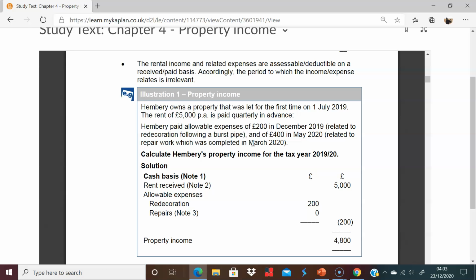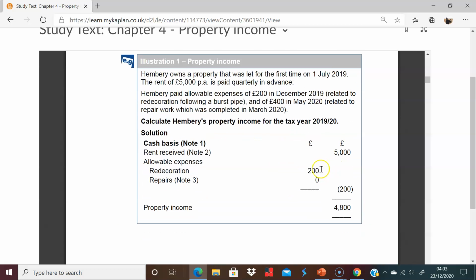And there we are. So it says here that he paid, of course, December, great, and in May 2020 paid 400. But this 400 is May. Our financial year for individuals ends on the 5th of April 2020. So that's when we stop. So this 400 will not feature in our 2019-20 year. And that's why you have the figures looking like this.